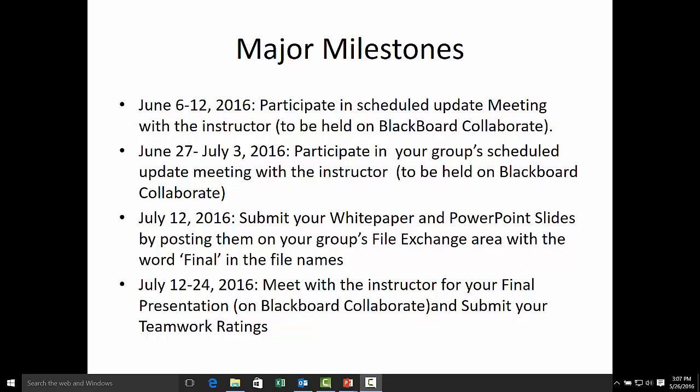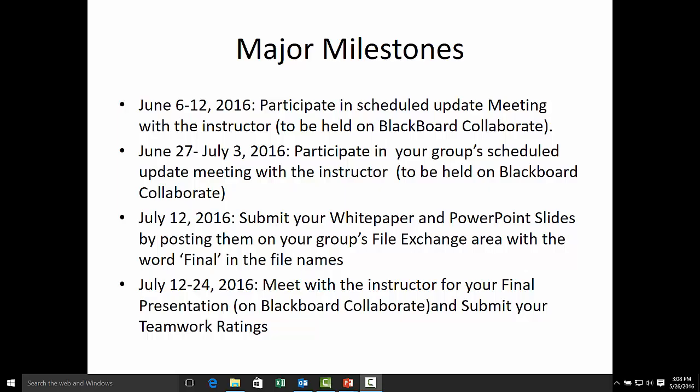The white paper and the PowerPoint is due on July 12th, and you will be submitting that by putting it in your group's file exchange area, and you should have the word final somewhere in the file names of that paper and presentation. Finally, your group is going to do your presentation with me, and you should schedule that with me also in your project timeline.